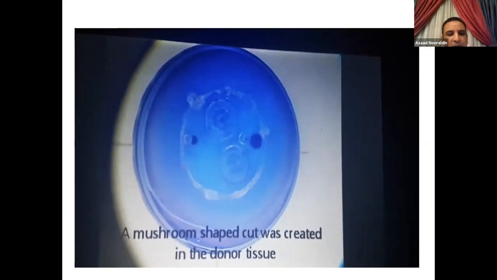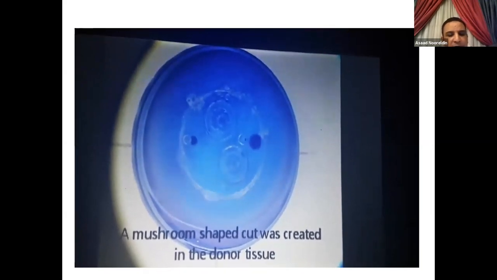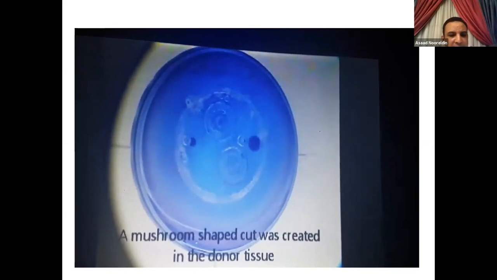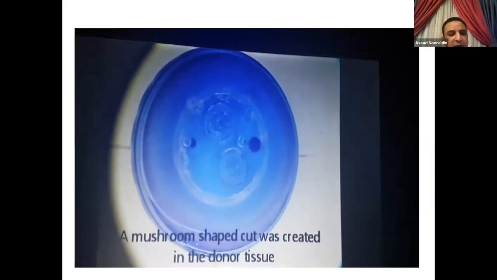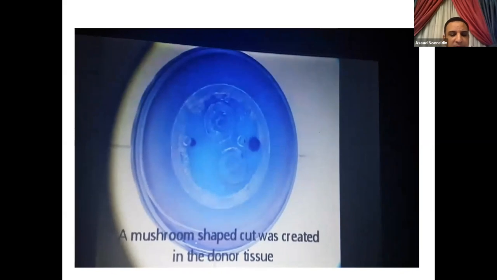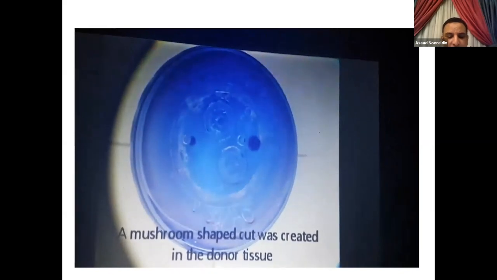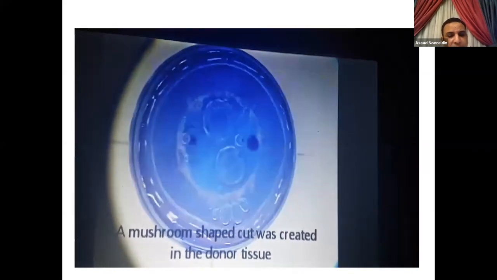During docking, we do a mushroom-shaped cut to create the donor tissue, as this patient is keratoconic. For the donor, we use a mushroom pattern for the corneoscleral button. As we show in this video, there's cavitation and bubble formation. After preparing the donor, we prepare the recipient cornea.